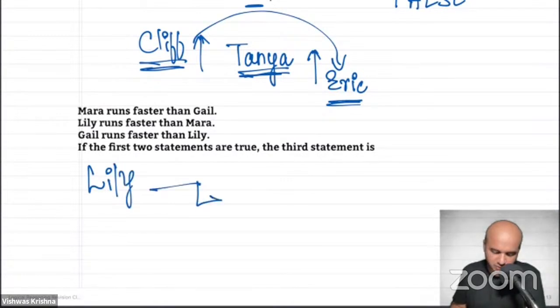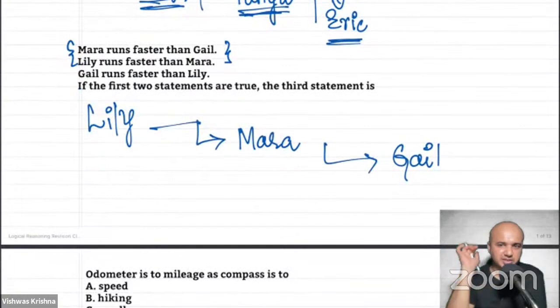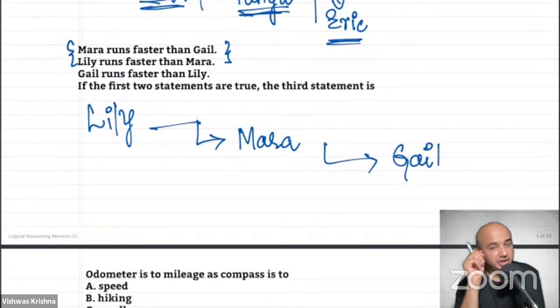Next fastest would be Mara. And below him would be Gail, based on the first two statements only. Okay. Now, in the third statement, they say Gail runs faster than Lily. Is that even possible based on this premise? Based on the premise of the first two statements being true, is it possible? That is the question they are asking. Now think and answer. Okay, Rakshit says false, and Pratiksha also gives the same answer, which is in fact correct. So this is also false.